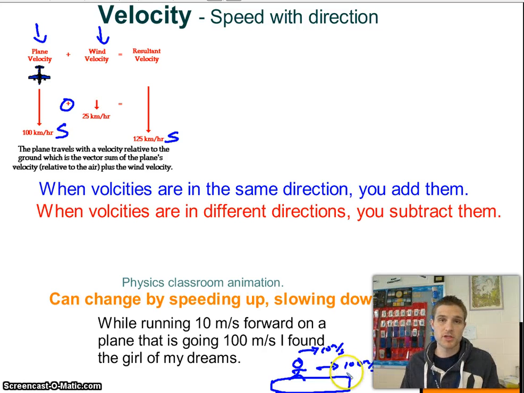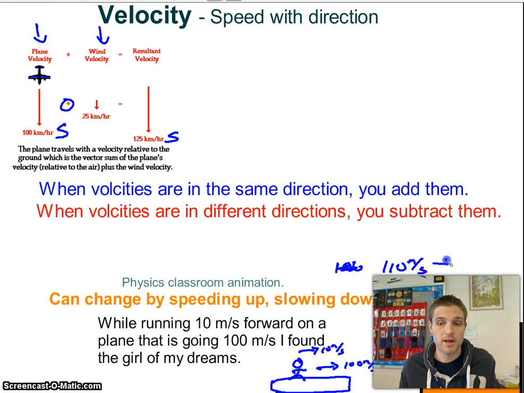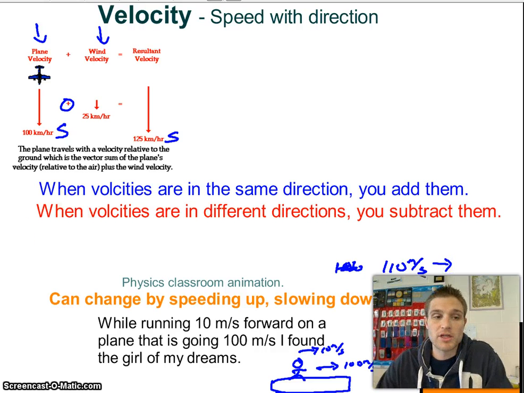So are those going in the same direction? Yep, so I would add them. So my resultant velocity would be 110 meters per second this way, or forward, whatever direction that is.